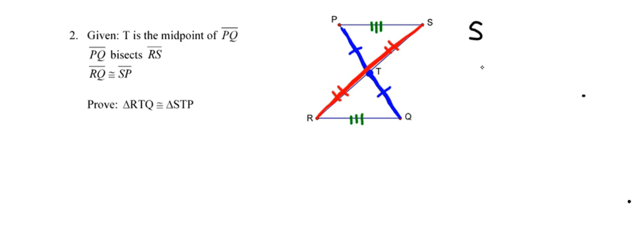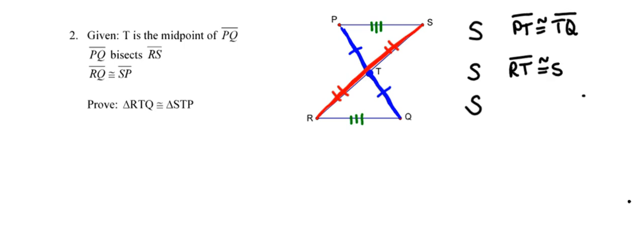I'm going to choose to go with side, side, side. So this is the strategy that I'm going to employ. The three pairs of congruent sides that I want to discuss in my proof are PT and TQ, side RT and side ST, and lastly side PS and side RQ. So these are the three things that I'm going to have to discuss in my proof before I can conclude that those two triangles are congruent by using side, side, side.